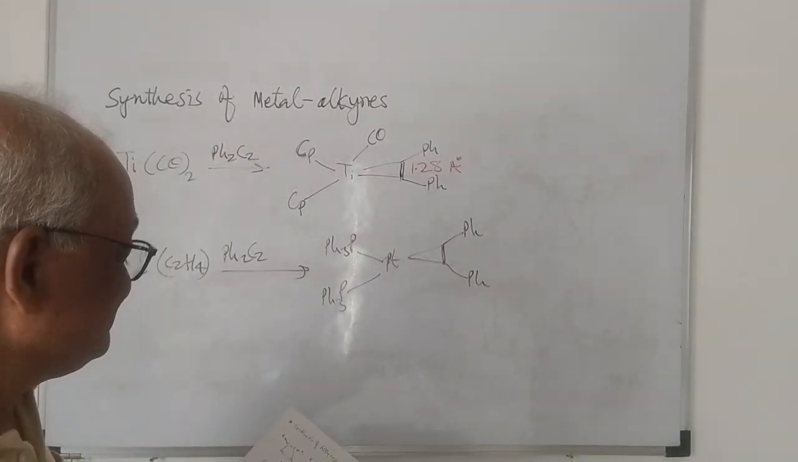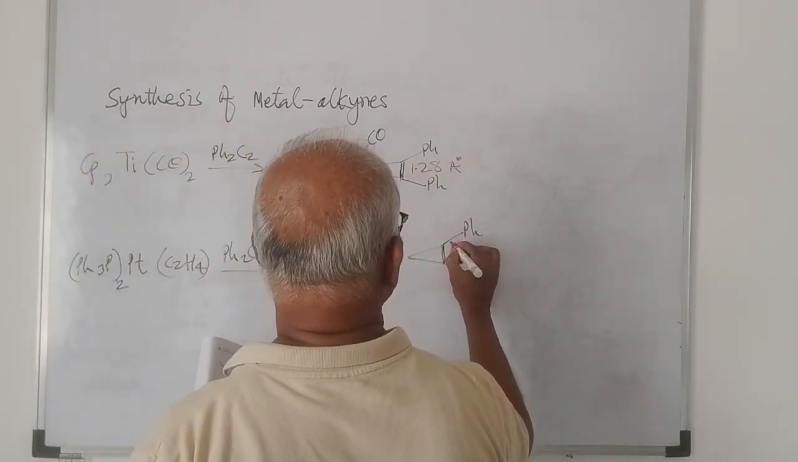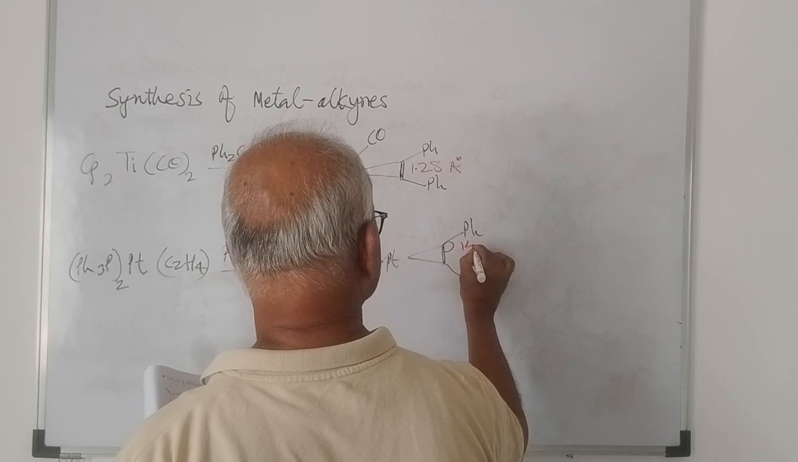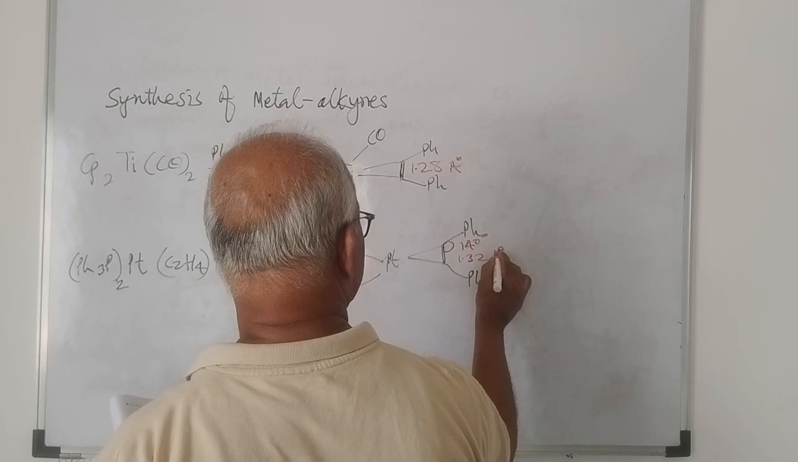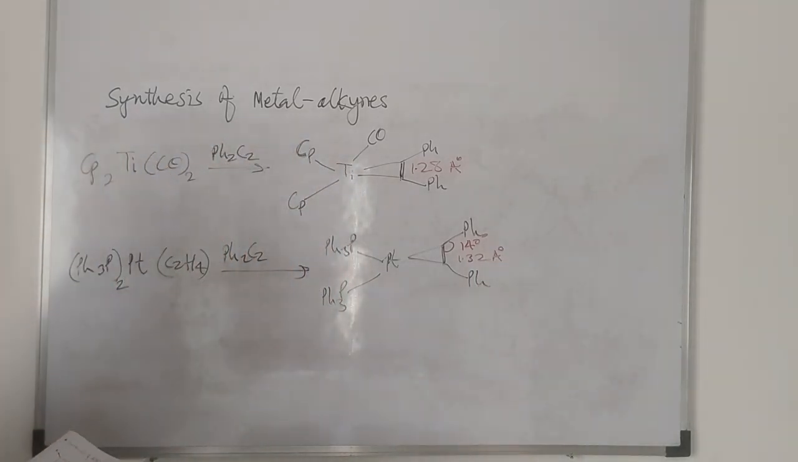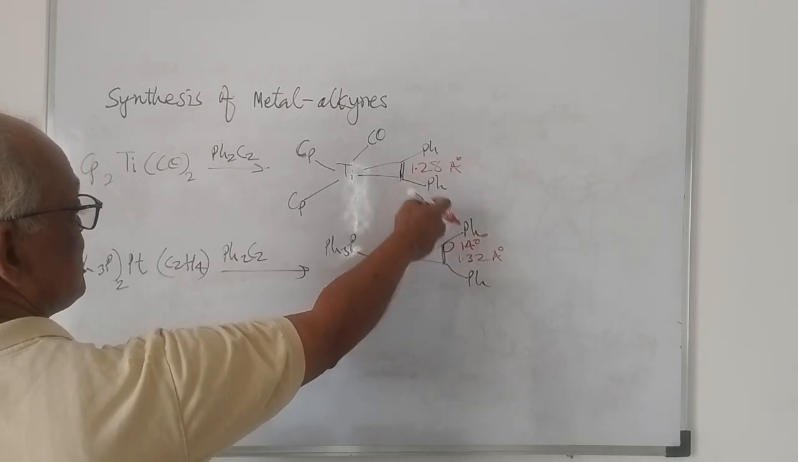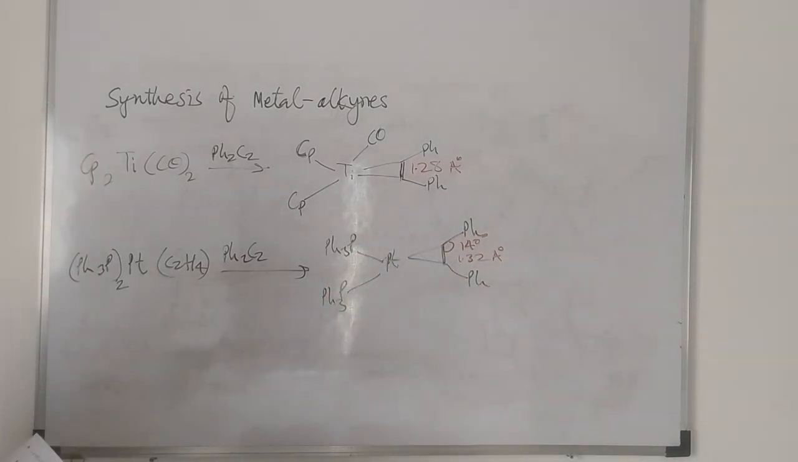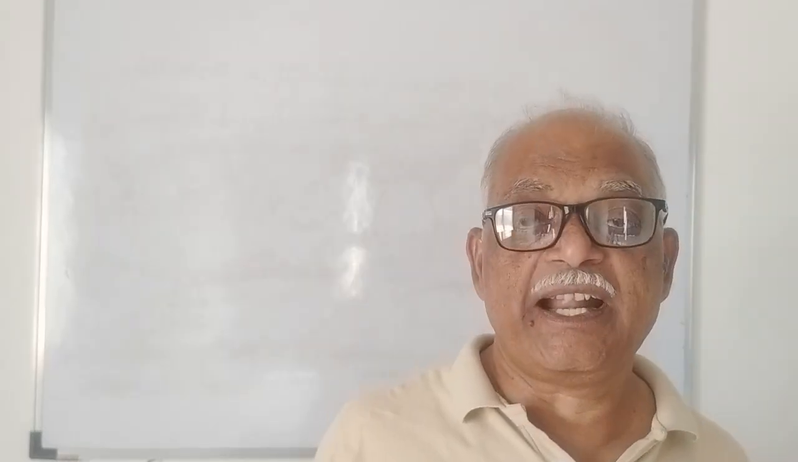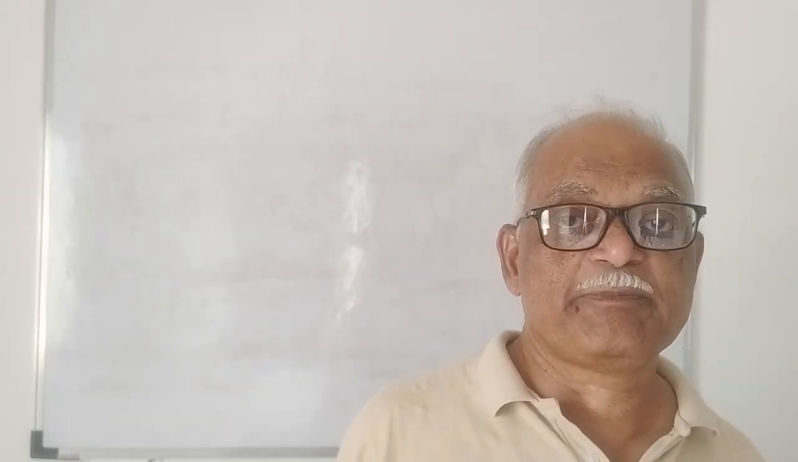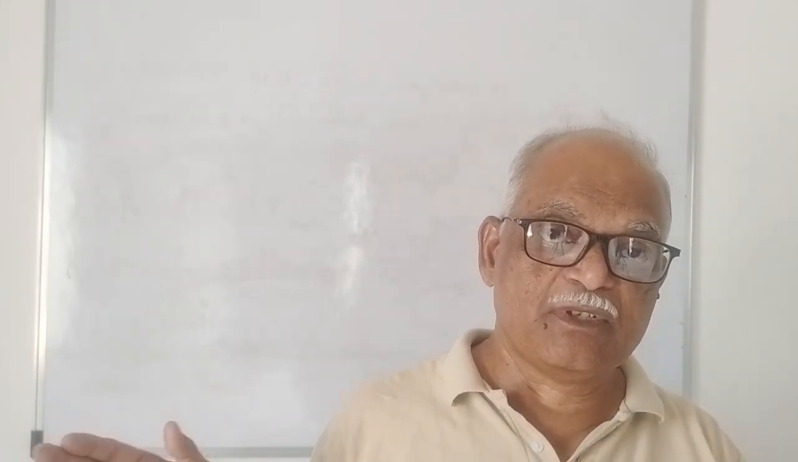Now there is also formation of this bond angle, it is 140. The bond distance is 1.32 angstrom. So here you will find that there is change in this bond distance and bond angle also. So these examples of alkynes which we have seen now show the stable complexes. The coordination between metal and this pi bond, that is the carbon-carbon triple bond, gives stable complexes.